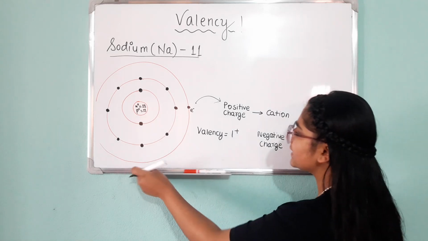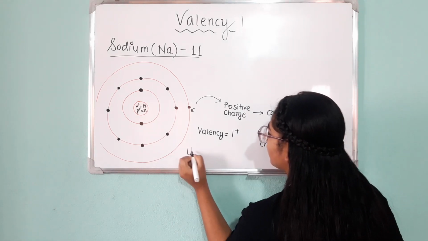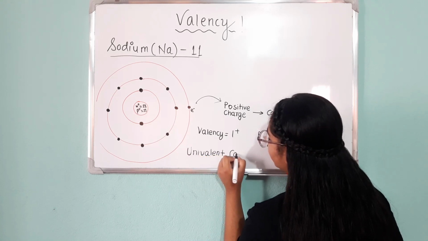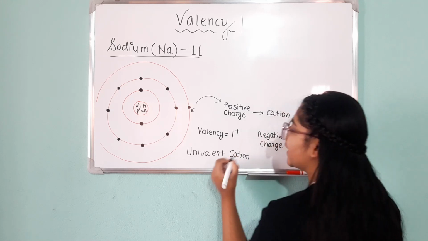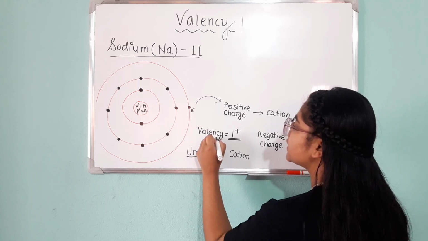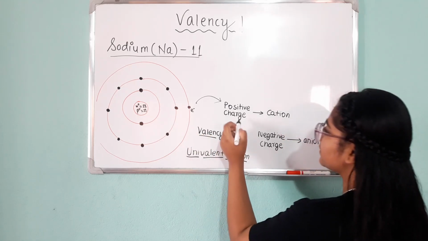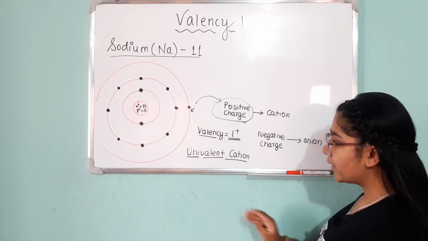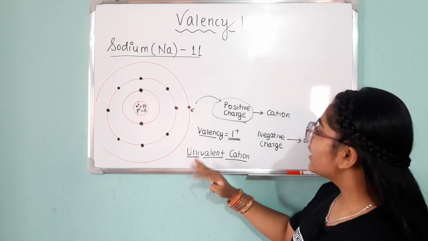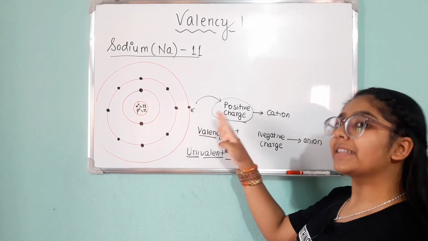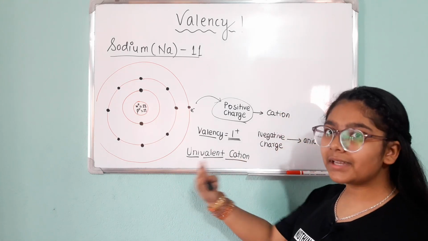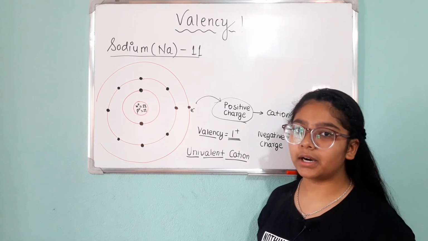Now what does univalent cation mean? Uni means its valency is 1. Valent means valency. And cation means the positive charge. Clear? So sodium is a univalent cation. In the same way, if it had gained 1 electron, then its name would be univalent anion. For the example, when I show you, you will be clear about it.